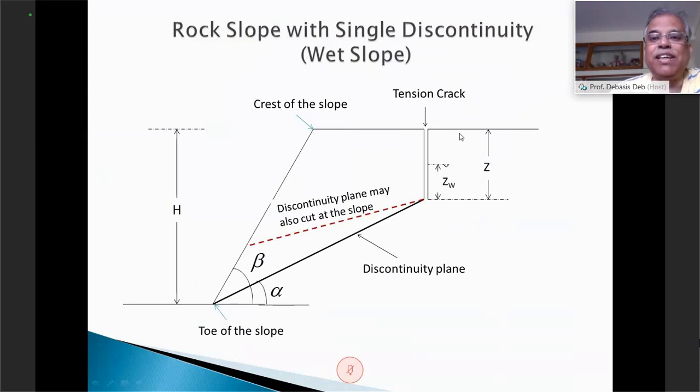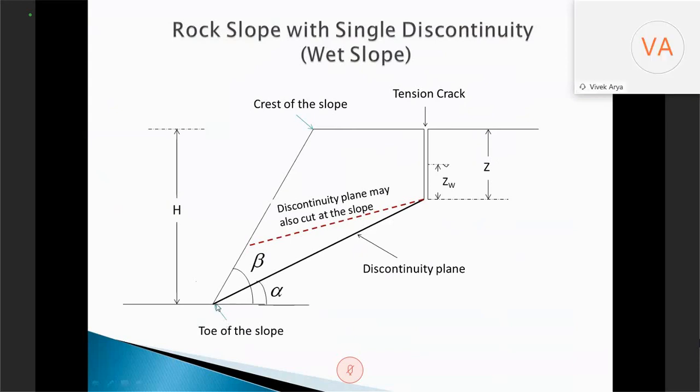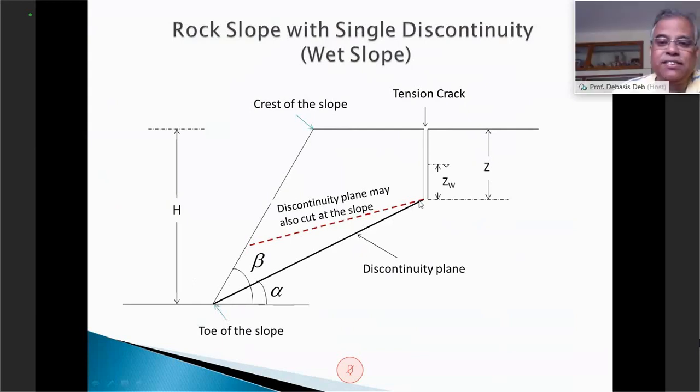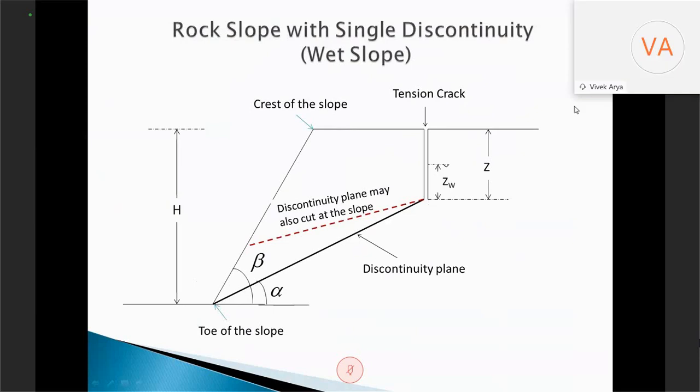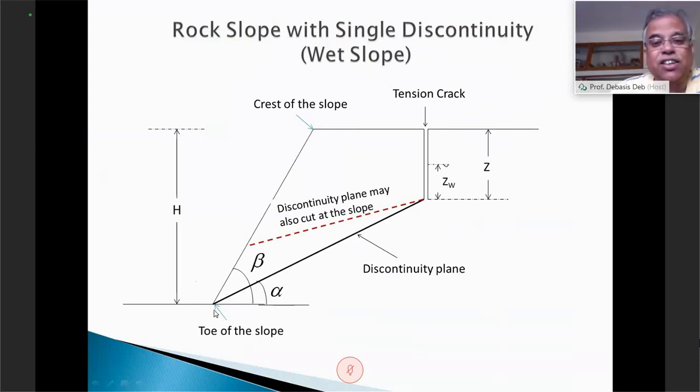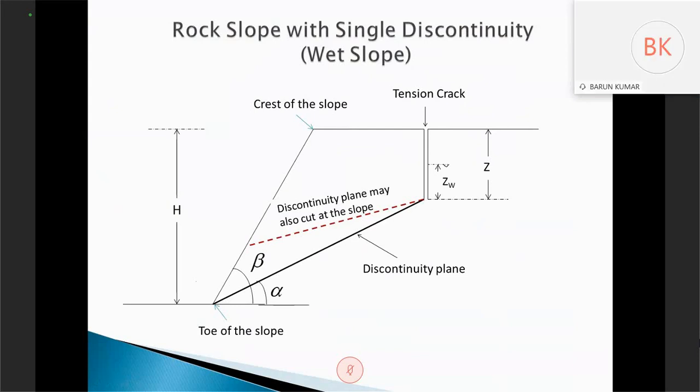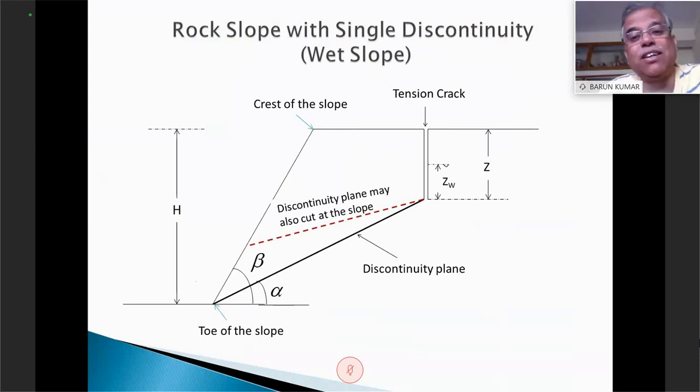Now these cracks are very dangerous because let's assume we have a discontinuous plane. Okay, so it has a discontinuity plane. How to decide at what distance from the crest the tension crack will form? No, we are not deciding. We just know there will be a tension crack. Why one? There will be a series of tension cracks.